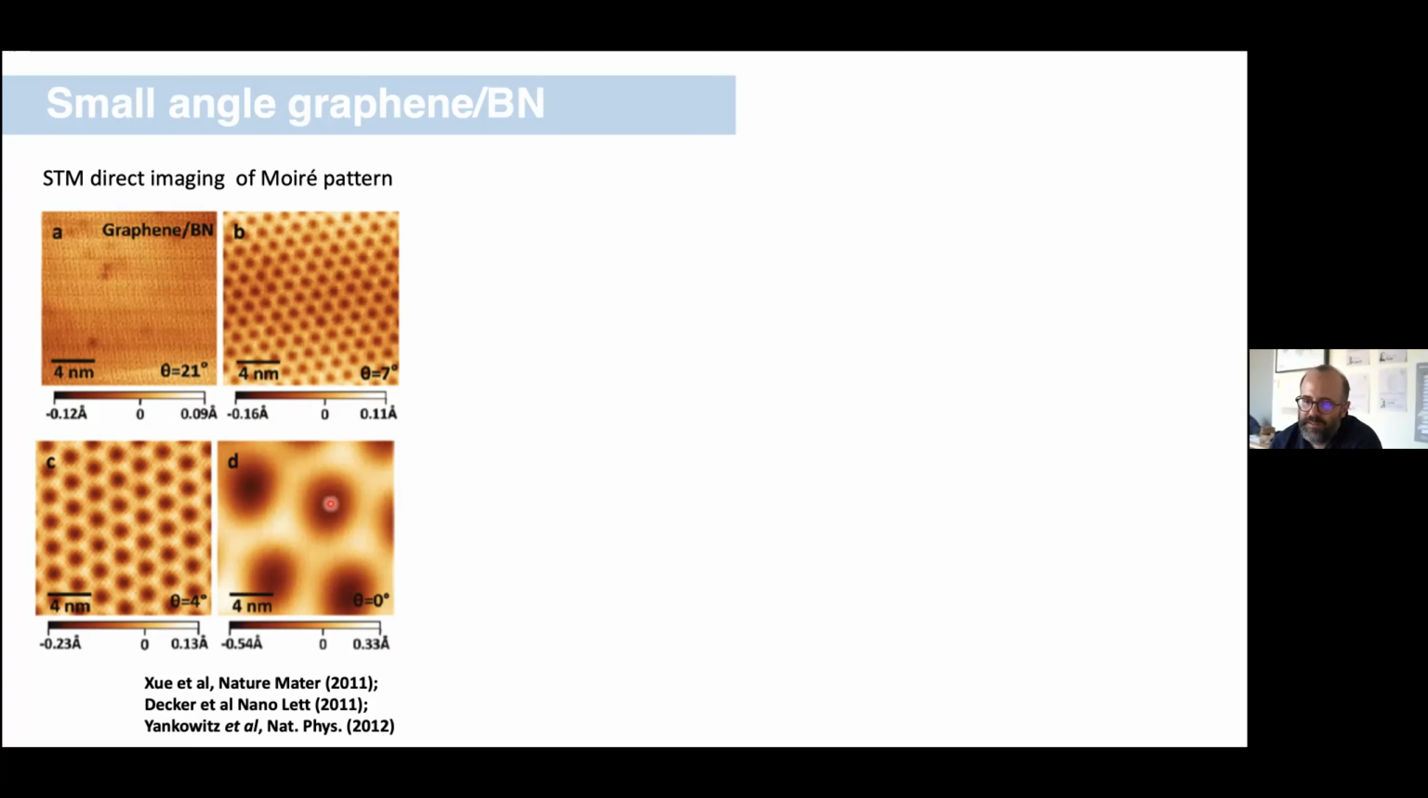Some work was done there actually that showed that really beautifully. In your systems, are you able to identify or map, without STM topography, out of plane buckling as well? Or are you limited to measuring in plane strain effects?